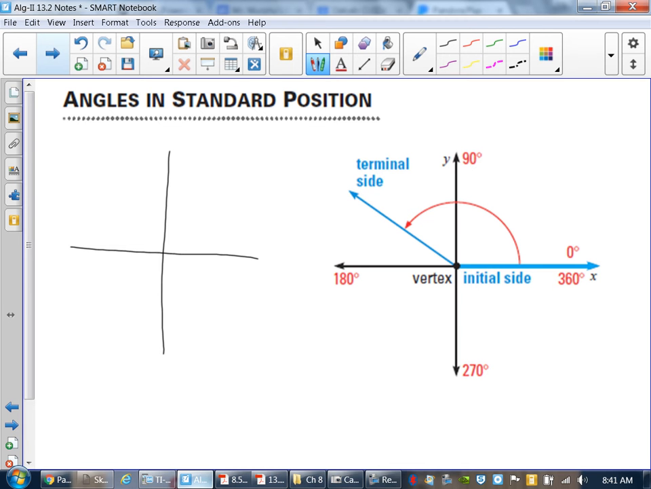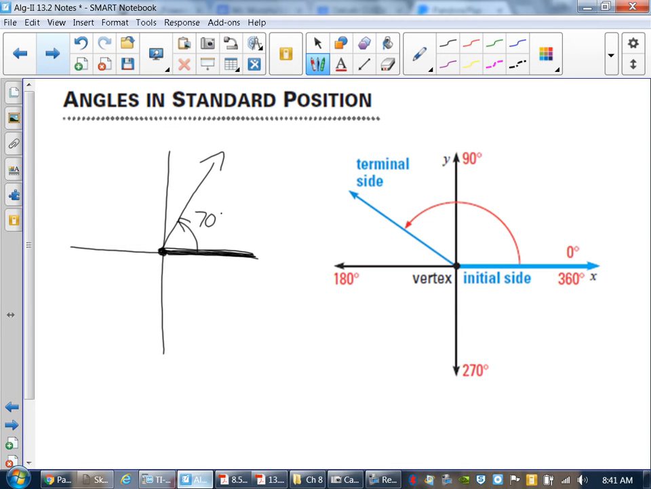So what we do is we always place angles with their vertex at the origin of the coordinate grid. Your initial side, where the angle starts, is always placed at 0. And then it just opens however many degrees up. So I would say that this might be 70 degrees. That's how I would draw an angle in standard position.